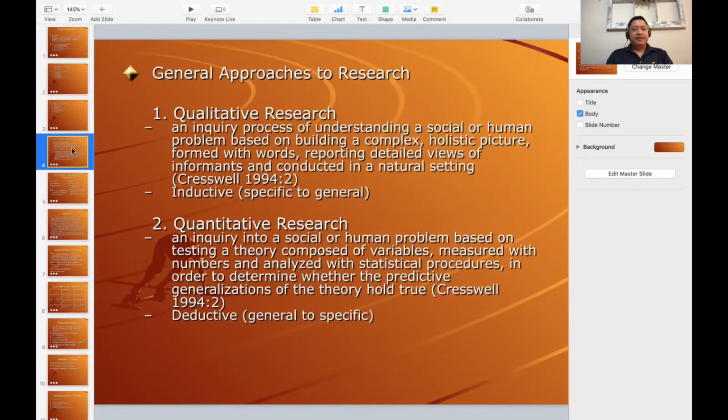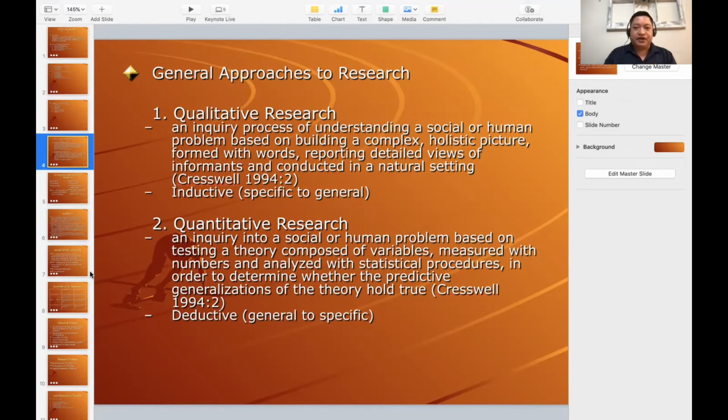Moving on. Let me discuss the general approaches to research. There are two kinds, the qualitative research and the quantitative research. So what is qualitative research? From the word quality, it is an inquiry process of understanding social or human problem based on building a complex, holistic picture formed with words reporting detailed views of informants and conducted in a natural setting. Usually, it is done in inductive, from specific details to general details, according to Creswell. So you see, I am quoting my sources, Creswell.